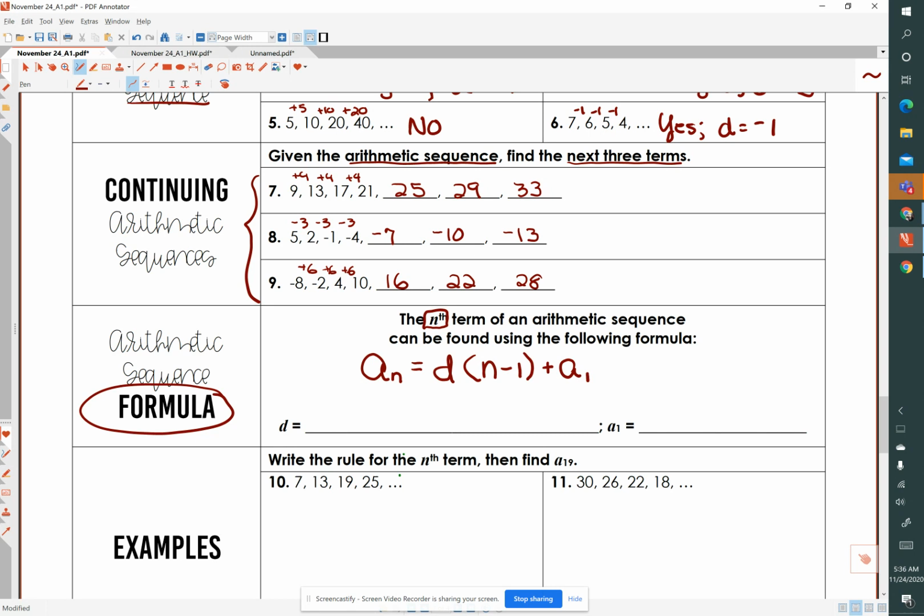What does this all mean? Okay. D means the common difference.